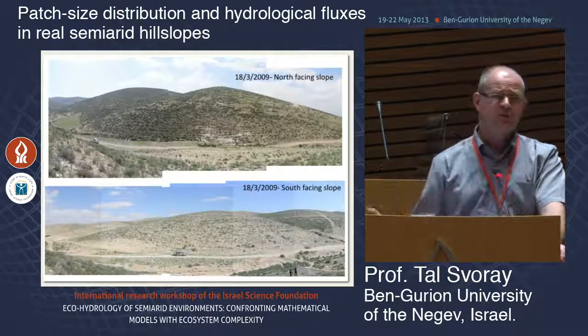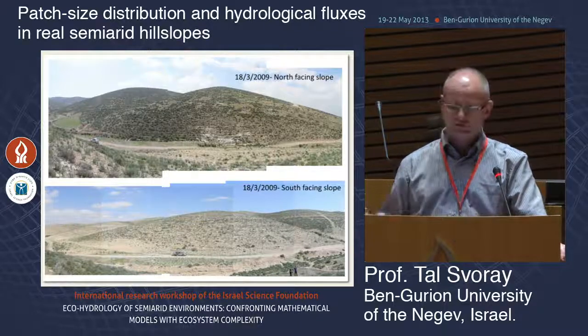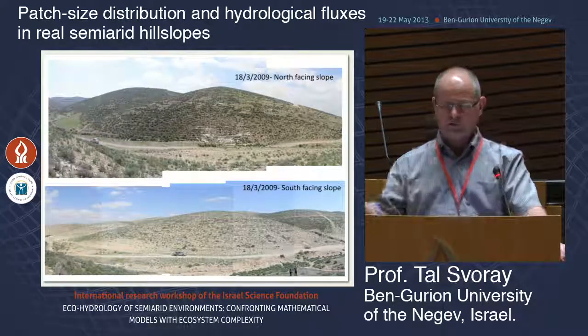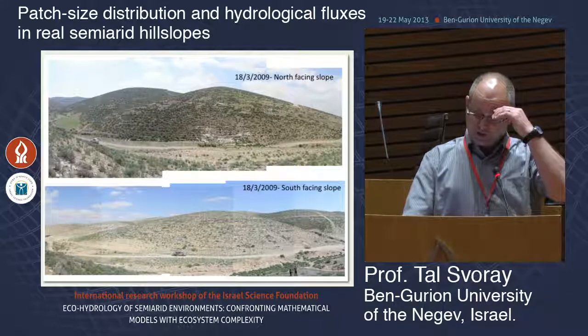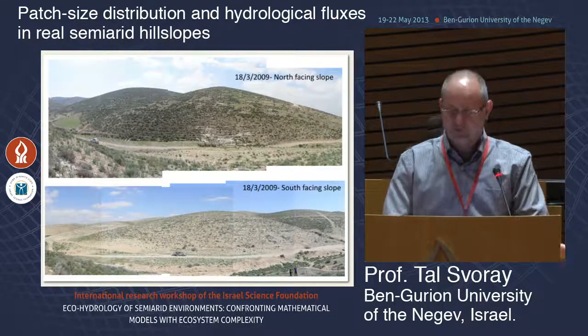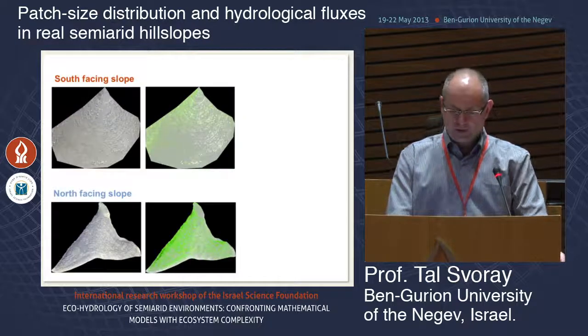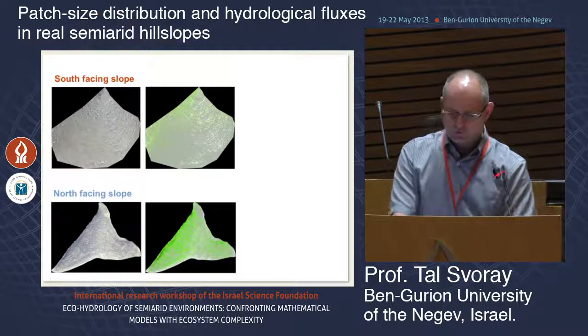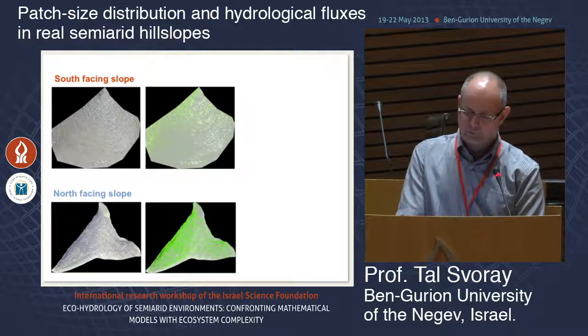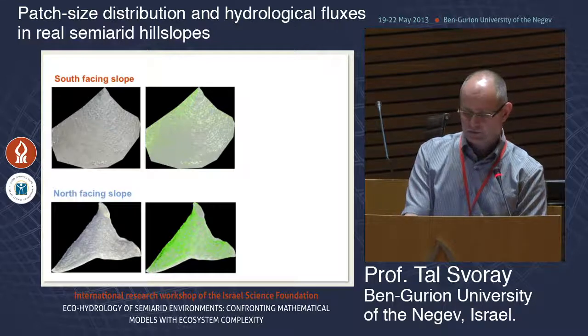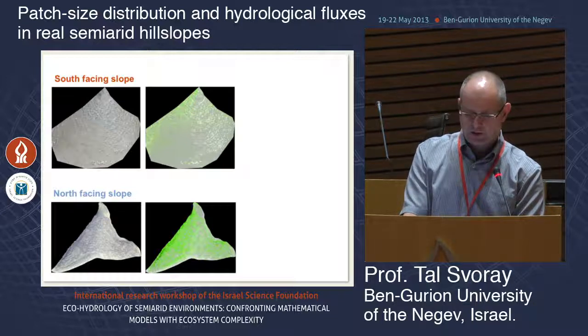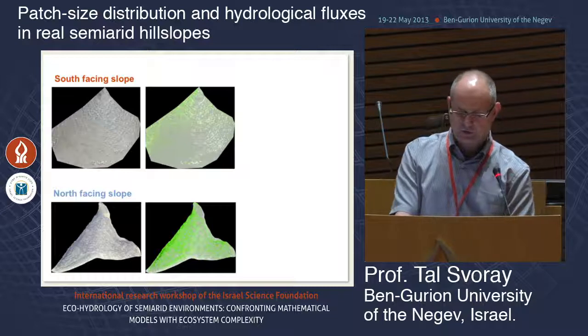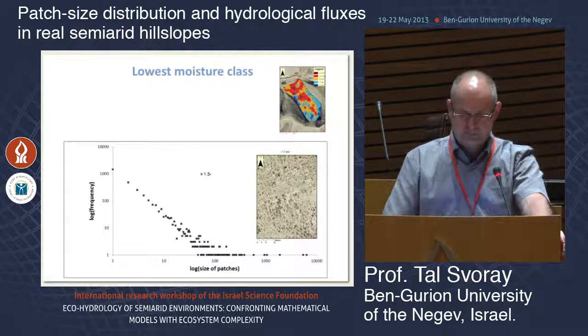And as a first step, we try to calculate patch size distribution for 2 slopes, north-facing slope and south-facing slope, which, as we can see here, are very different in terms of vegetation cover. And we can see here that indeed the measure works. This is the south-facing slope with smaller patches. Right here it's a truncated power law, and here it's much more flat, and we see larger patches. And indeed we see the same picture in the classification data.